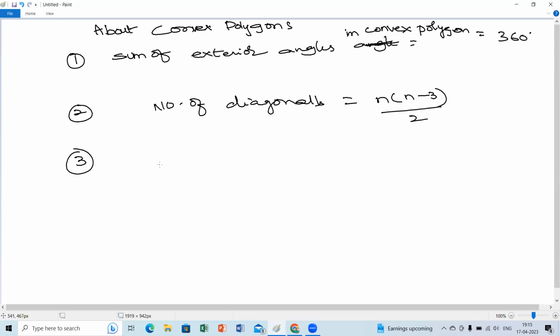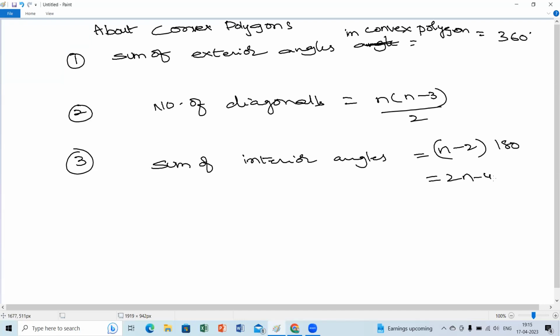Then we have interior angles. Sum of interior angles is (n minus 2) into 180. Very good. There is another one also, children: (n minus 2) into 180, or (2n minus 4) into 90. Yes, 2n minus 4 into 90. Both are the same.